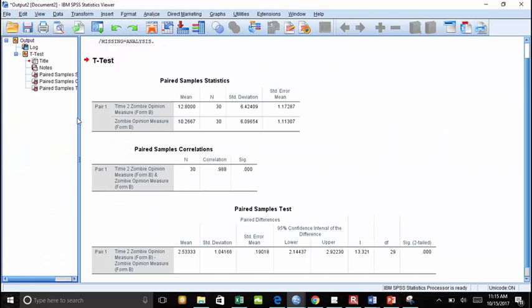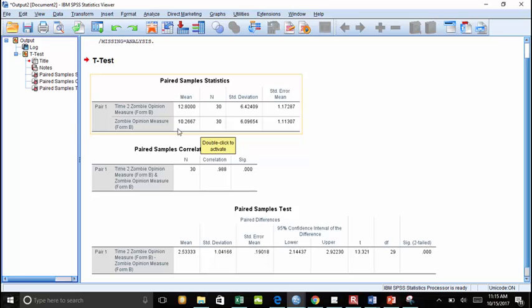And then here you go. Time 2, the zombie opinion measure. After sensitivity training, their scores were 12.80, and before the sensitivity training, 10.267. 30 people in each group. Here are standard deviations, here are standard errors. We ignore our paired samples correlation. Here's our mean difference score, 2.53. Scores went up 2.53 points.